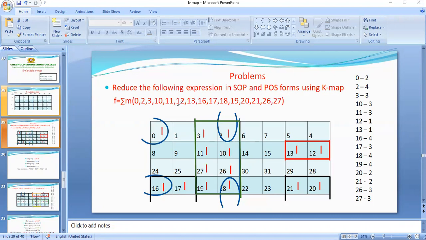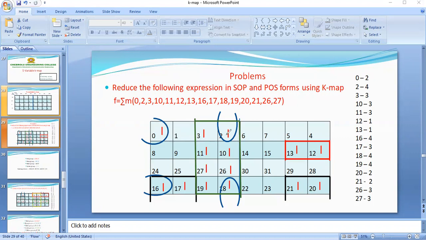After that, you have to place these minterms as ones in the K-map. So what is the next step? You have to place these minterms in the K-map as ones. See here, I have represented the ones with red color in this 5-variable K-map.